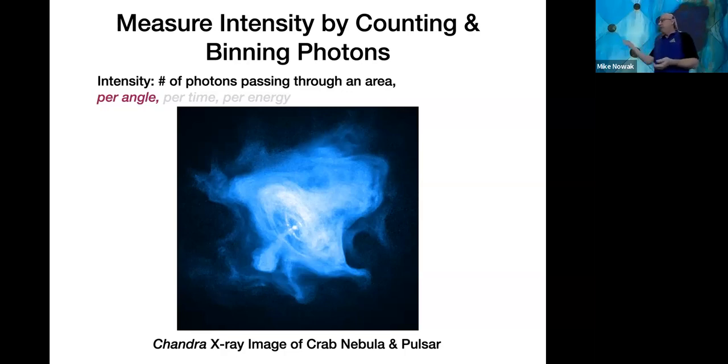So if we bin up on angle on the sky, or equivalently position on our detector, we're just making an image. So this is an X-ray image of the Crab Nebula pulsar. This is a neutron star. It's a few thousand light years away. This was seen by the Chinese about 1,500 years ago. And just by counting up the photons we see in the X-ray and binning that up, we get a lovely image of this in the X-rays.